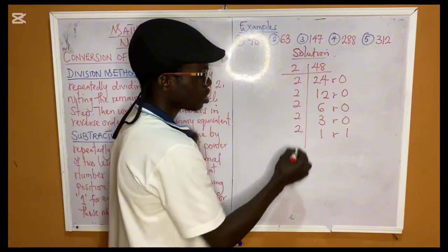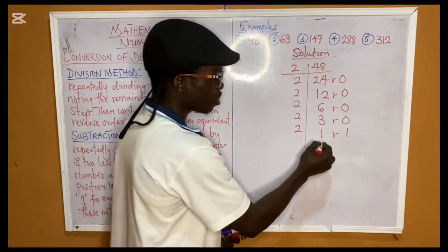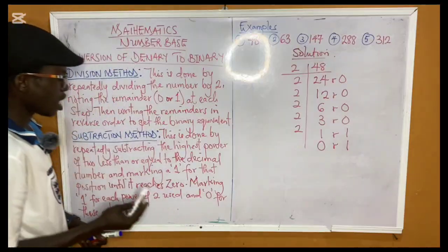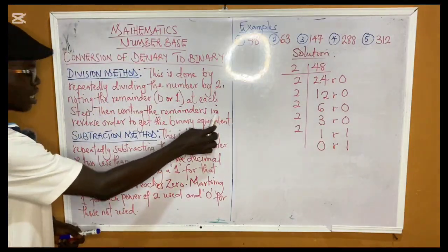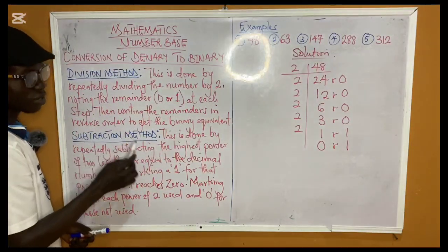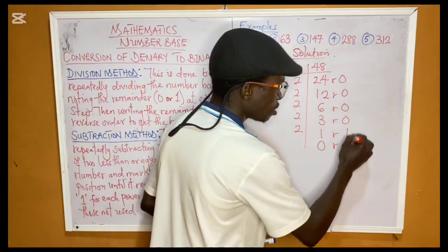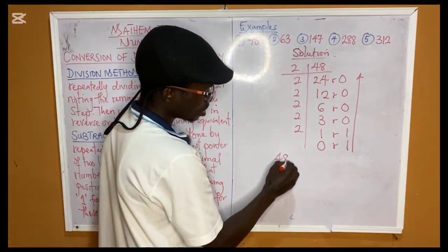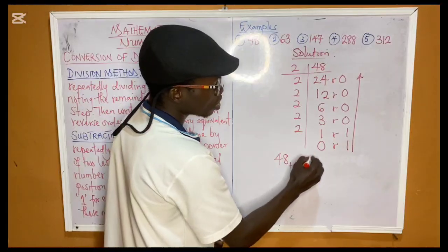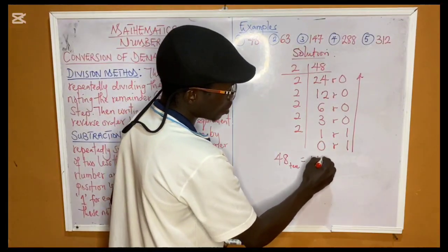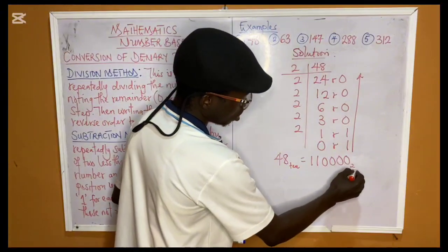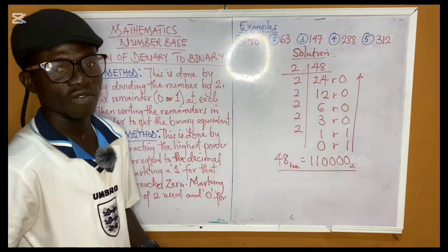Then 2 in 1. Now 2 cannot divide 1. What we write is 0, remainder 1. Remember, they asked us to write the remainders in reverse order. So starting from this place, we move up. This is going to be 48 base 10 equals 110000 base 2. And that is our answer for the first one.